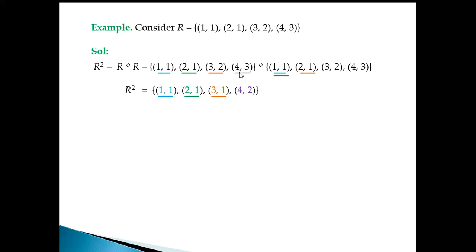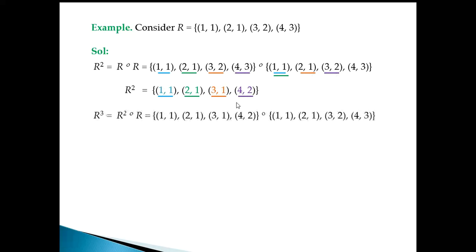Next, 4 is related to 3, and 3 is related to which? 3 is related to 2. So now 4 is related to 2. So this is the R square, meaning R composition R. So like that you can find out any power of the relation.